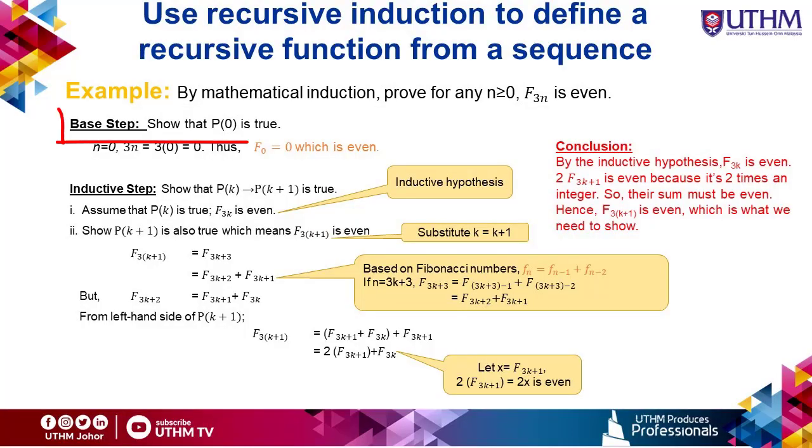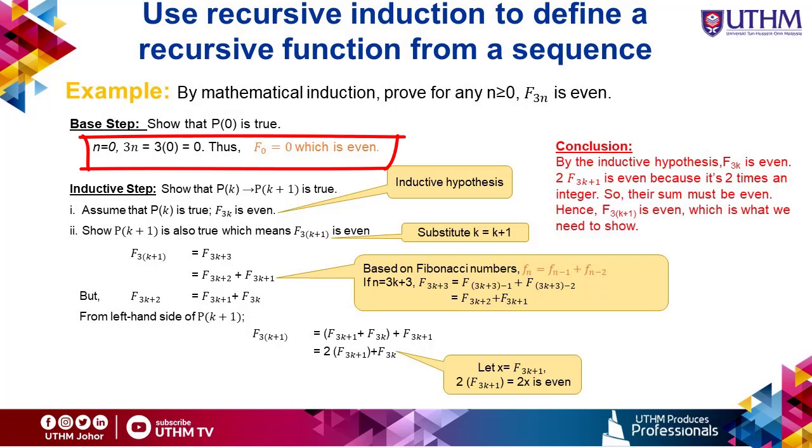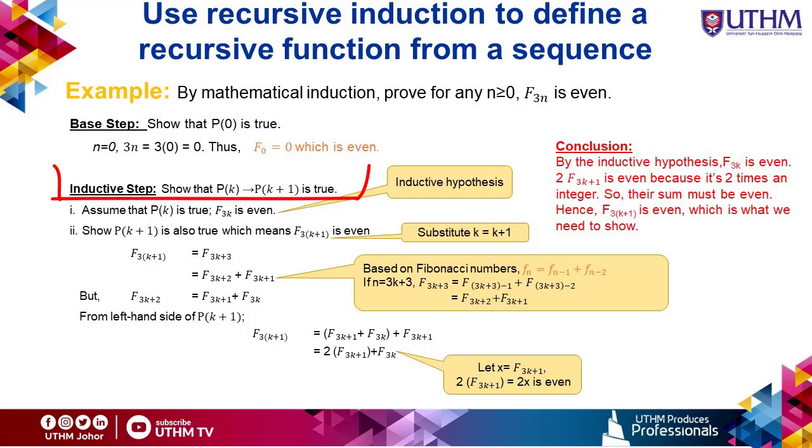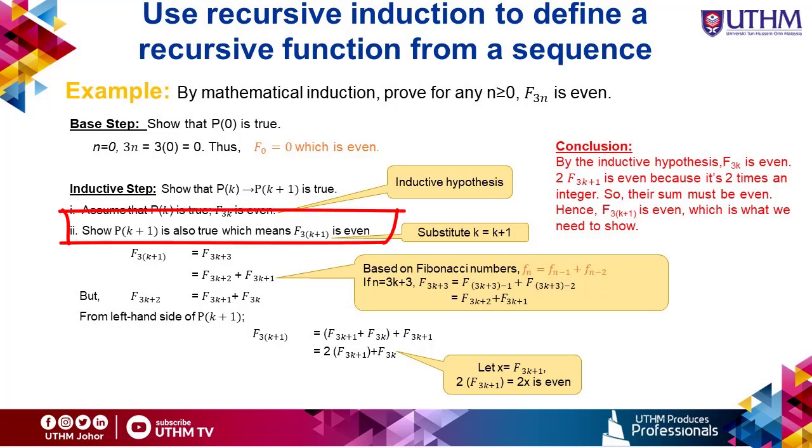In the first step, we must show that p0 is true. When n equals 0, 3n equals 0. Since f0 equals 0, it is proven that p0 is true. During the second step, that is the inductive step, we have to show that when pk is true, pk plus 1 must be true. Assume that pk is true, thus f3k is even. This step is also known as the inductive hypothesis. Next, we must show that pk plus 1 is also true.